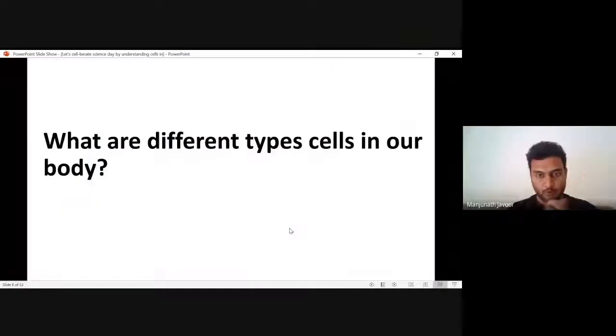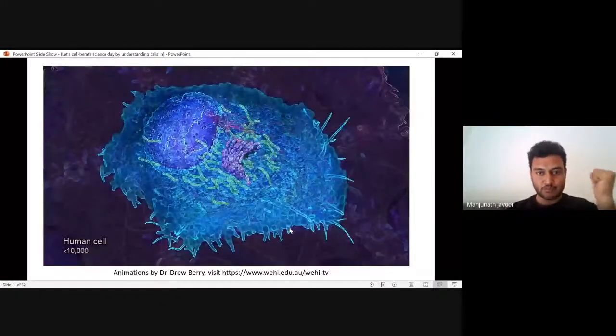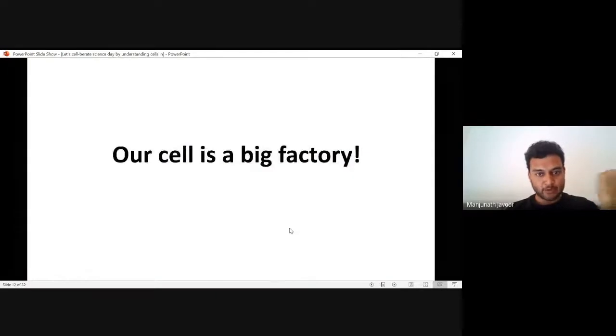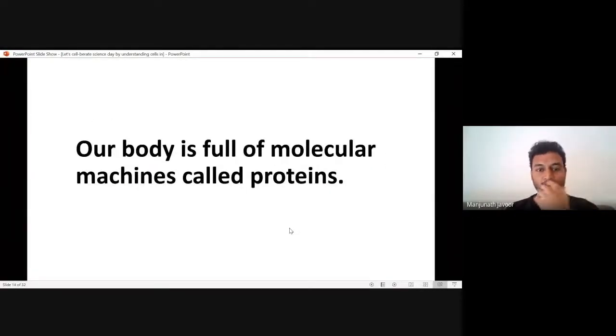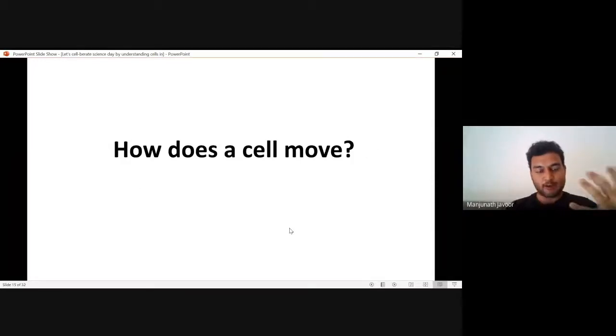Now we understood what happens in your muscle cells when you move them, and then we know that it's a big factory. There's a lot of machines, molecular machines, which are moving inside the cells. Now, how does the cell move inside?